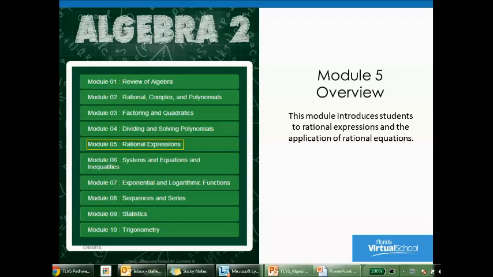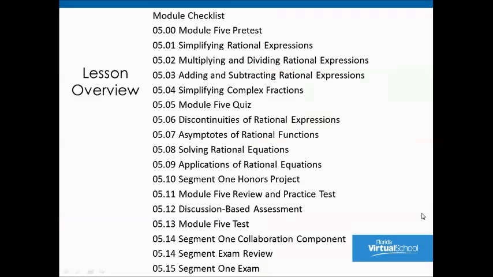Module 5 is the last module in segment 1. And in this module, the students go over rational expressions and the application of rational equations. The Module 5 checklist has quite a bit in this module because they are dealing with the end of the segment information with the collaboration component, the segment review, and the segment 1 exam.